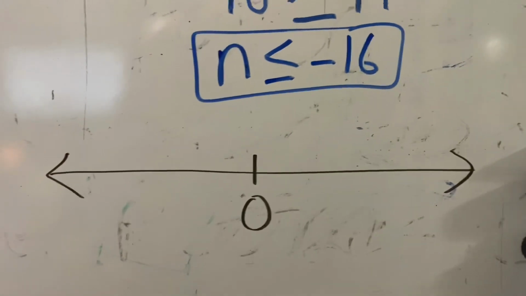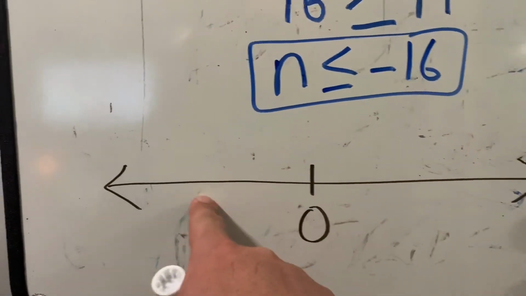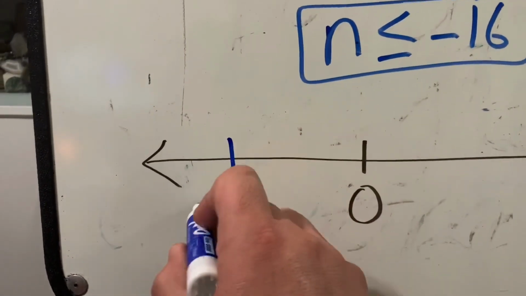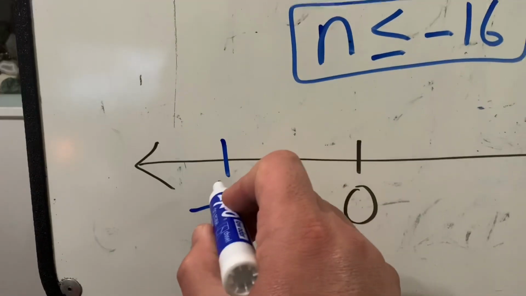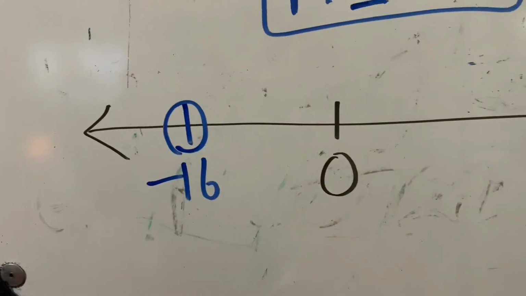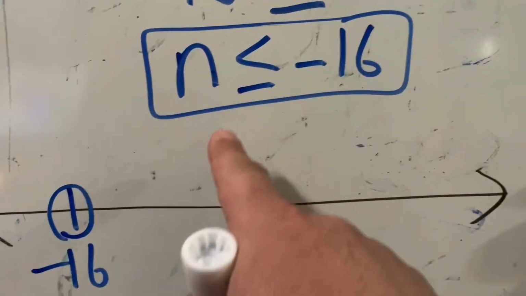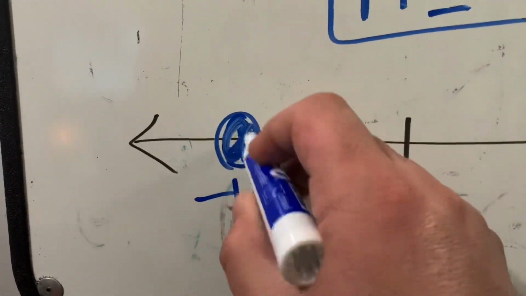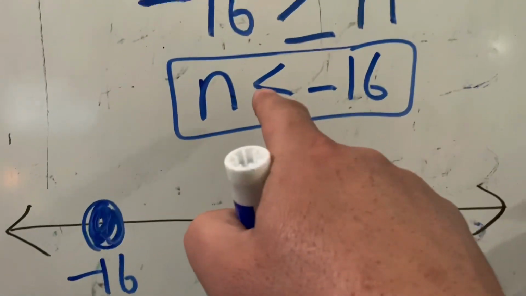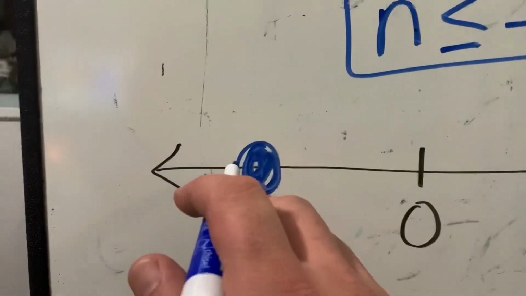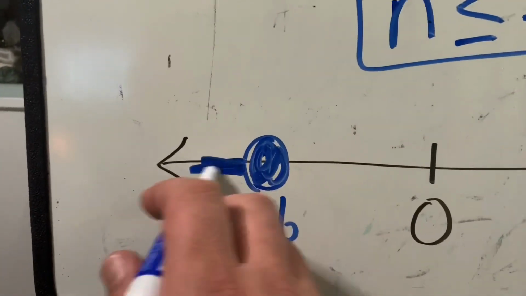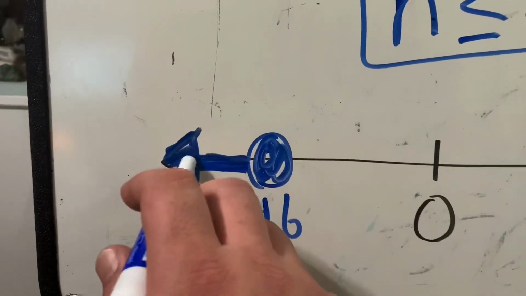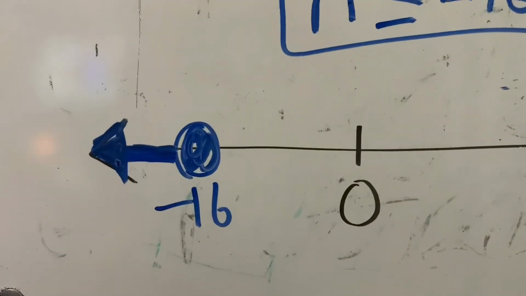Okay, graphing it, negative 16 goes on the left side of 0. Make the circle. Now less than or equal to means negative 16 is an answer, so you color it in, and everything less than negative 16. So less than is always going to the left. So less left, okay?